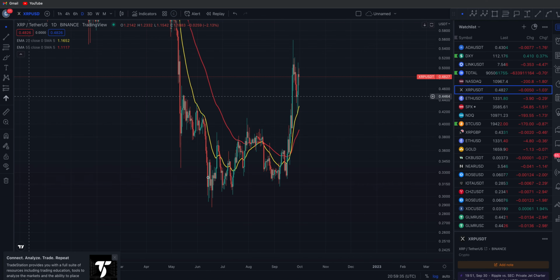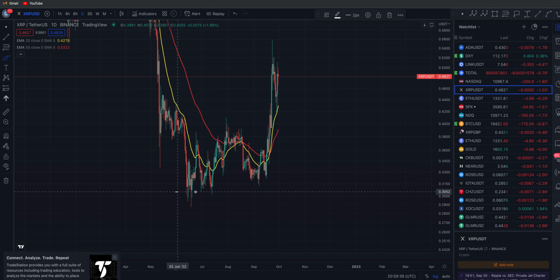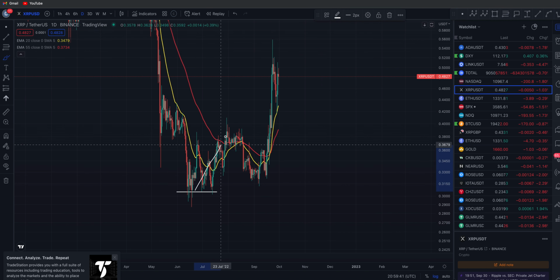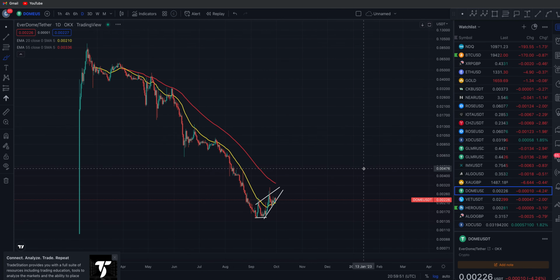I'm sorry that's messy. So what I'm basically saying is Dome has potentially had a low down here. Right now, Dome is coming up here to find its resistance point. And then I think it's going to come back for a higher low on a larger scale.